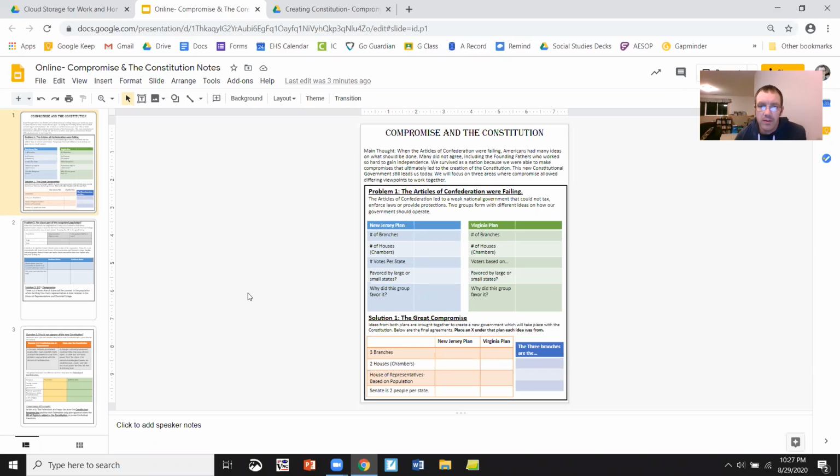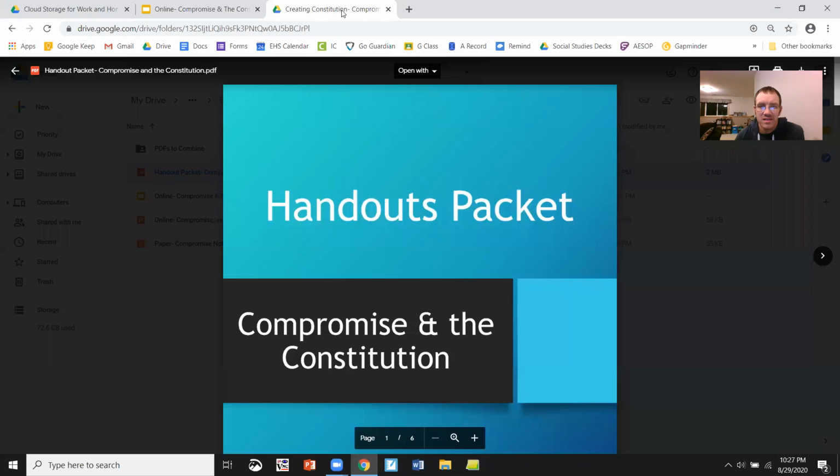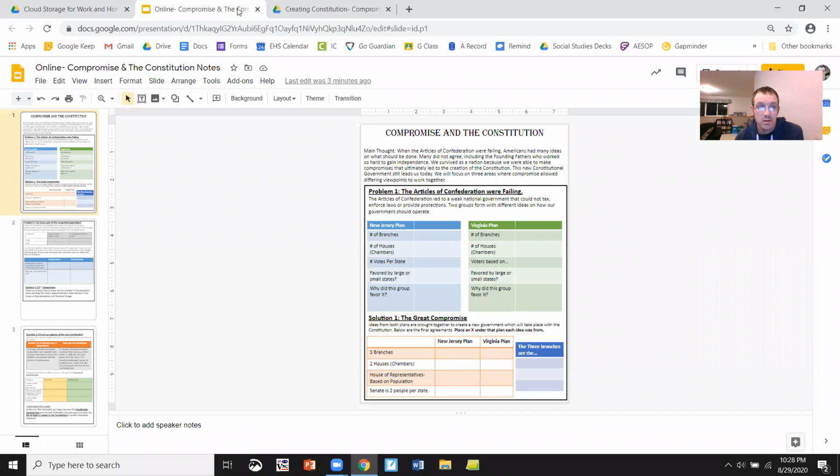So when you're working on this, you're going to use this document right here, Handouts Packet, Compromise, and the Constitution. Both of them will be together. In Google Classroom, if you click on online notes, you'll see this video, you'll see the packet, and you'll see the worksheet. So here's what we have.